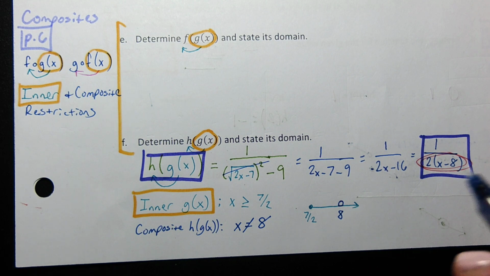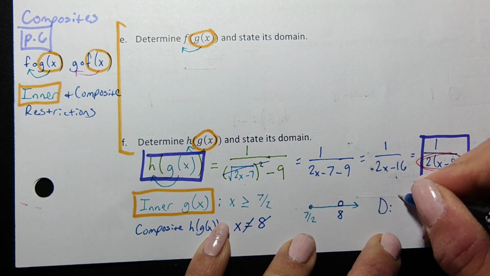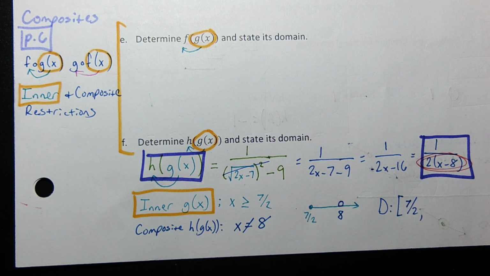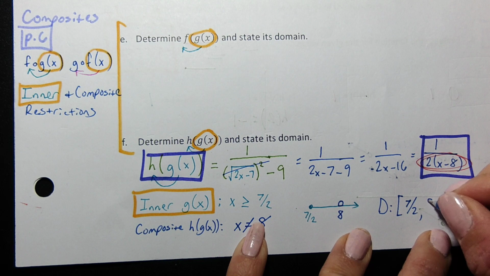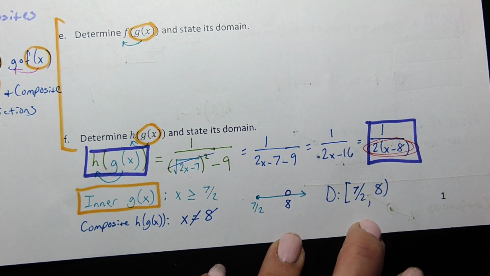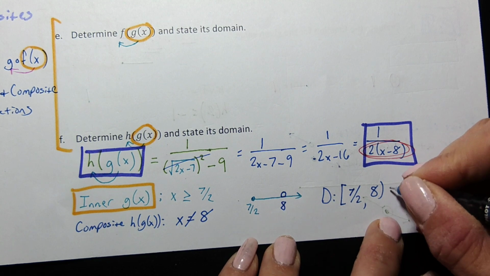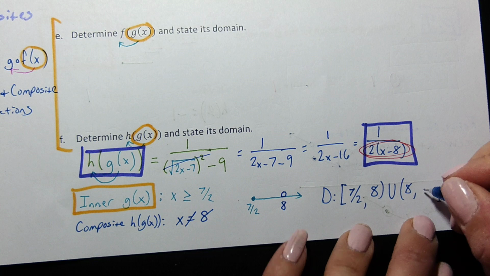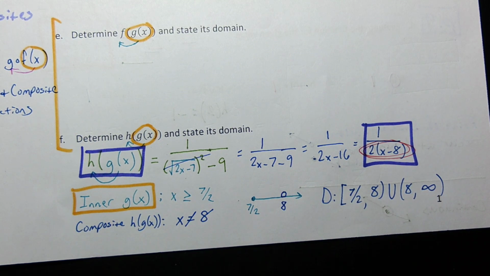So, what does my domain statement look like? Where do we start? Bracket 7/2. Then what happens? A break at 8 with a parenthesis, because that is a restricted value. I can't be having it. So 8 is not included. Then union notation. Don't forget good old union notation to infinity.